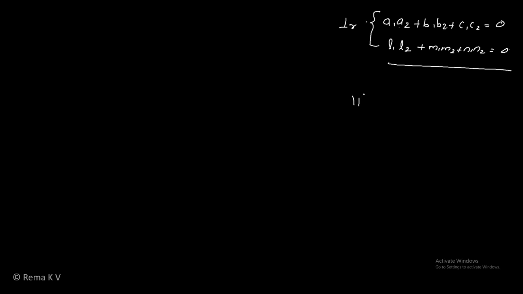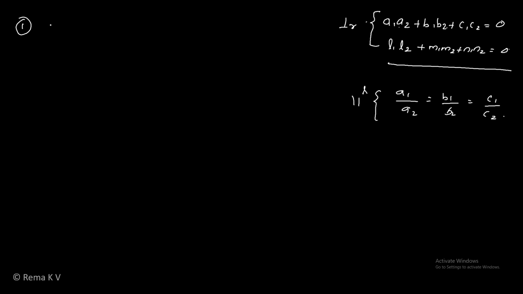two lines are parallel when A1 by A2 is equal to B1 by B2, which is equal to C1 by C2. That is, the direction ratios are proportional to each other. Okay, we can apply this property to solve some problems here.